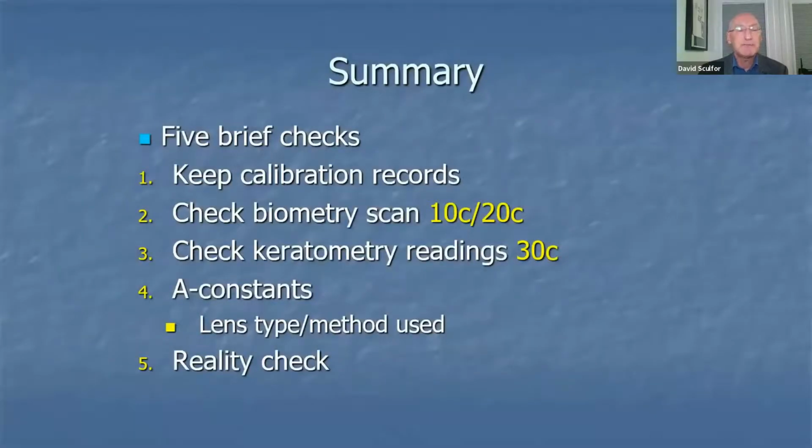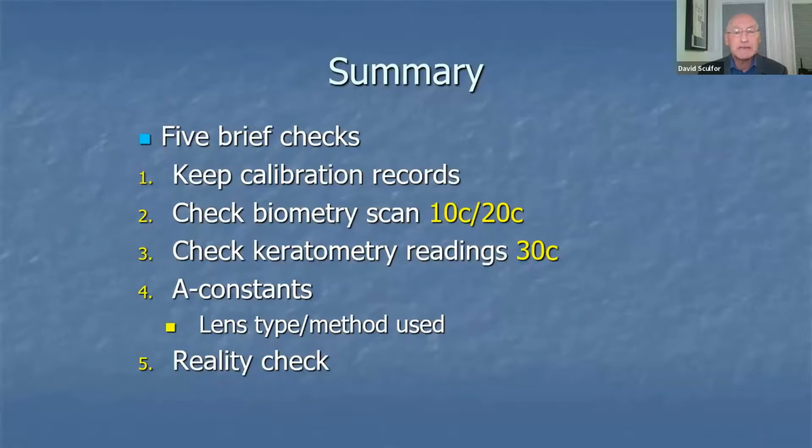So you need to do these brief checks. You should keep some calibration records. You should be calibrating your instrument, at least checking the calibration of your instrument, at least once a week and keeping those records for, I would suggest, 5 or 6 years. Just shove them in the cupboard and hope you won't need them. The Lenstar actually records the calibration checks for you. The IOL Master, I recommend printing them out and storing them in a cupboard.